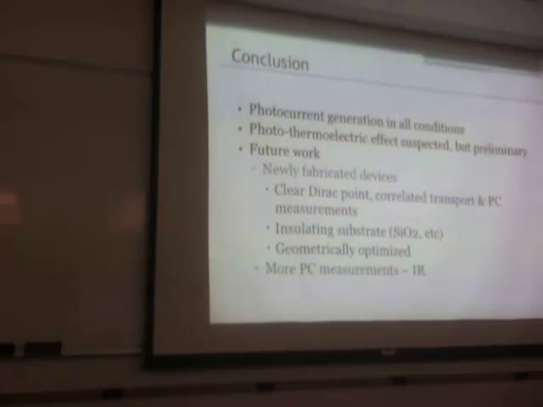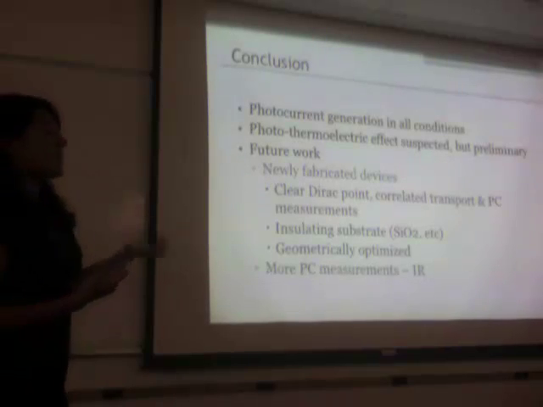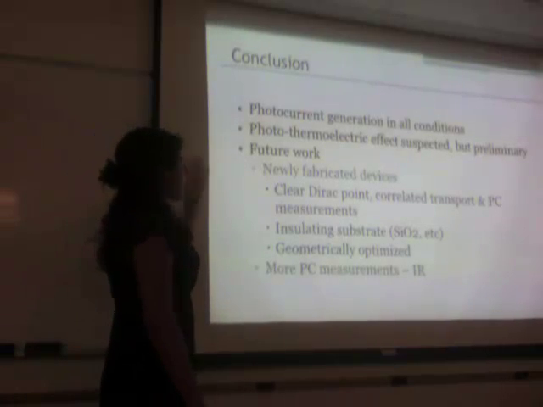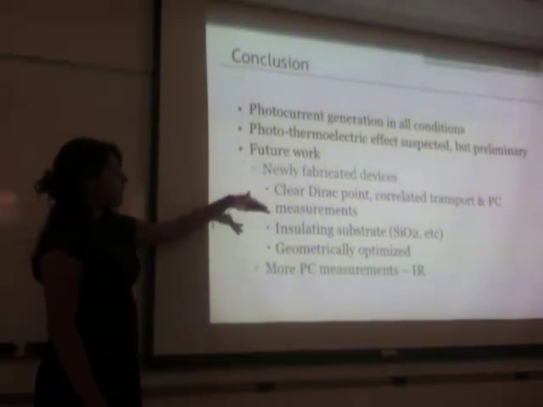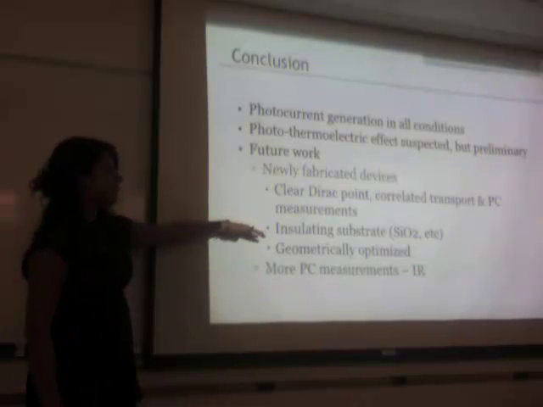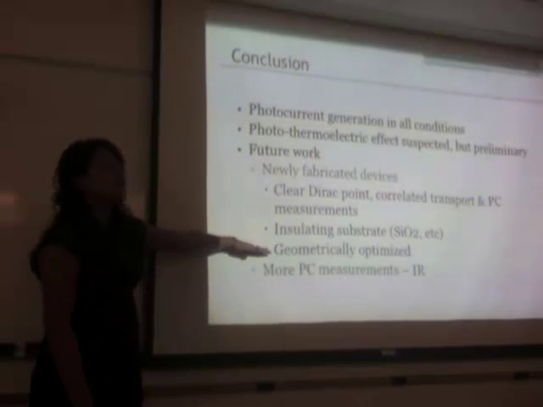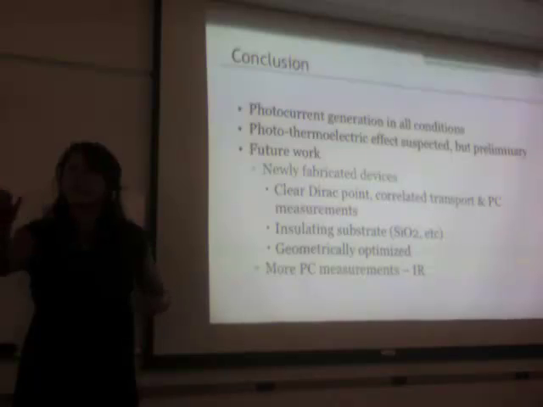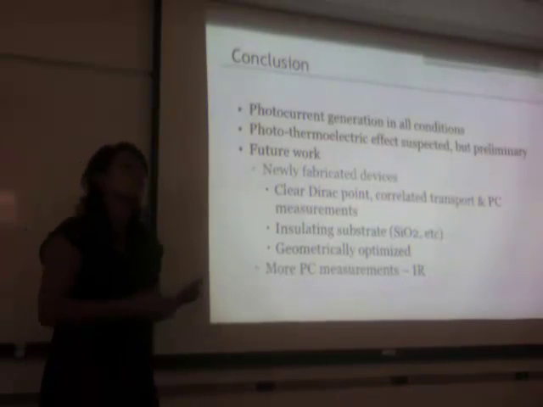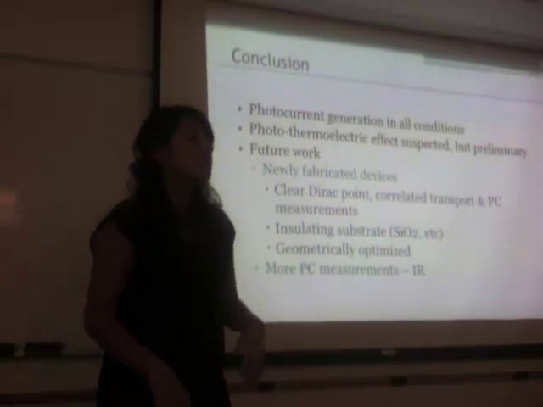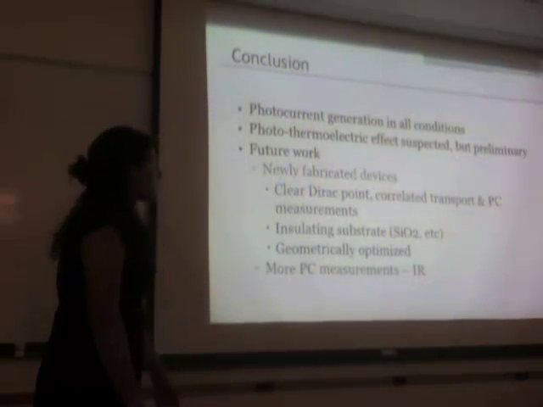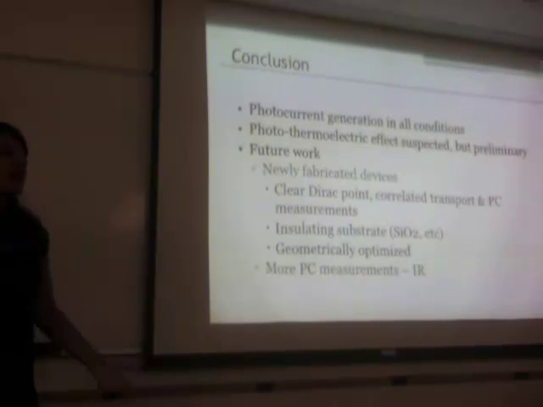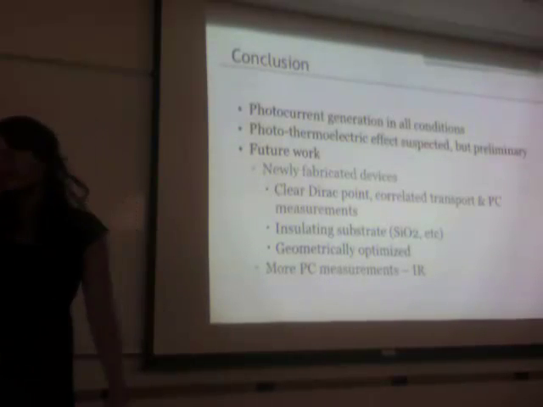I wouldn't say it's a premature conclusion. The future work is to fabricate new devices, not get hand-me-downs, devices that we can rely on. By reliable, I mean these kinds of standards: they definitely have an insulating filter, as I said, that was a problem. They're geometrically optimized for our purposes. I mean, they don't have all these gold contacts and all these things. We just want a clean flake with two contacts that we can just do stuff on. And of course, more photocurrent measurements in IR and other wavelengths.